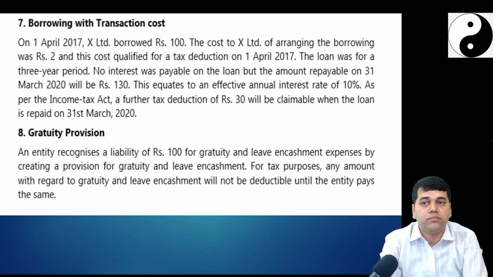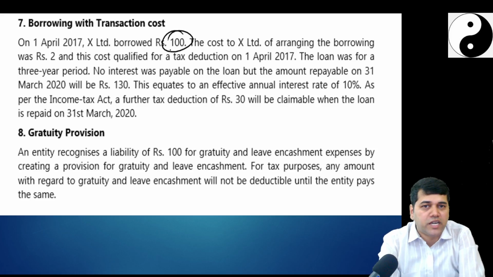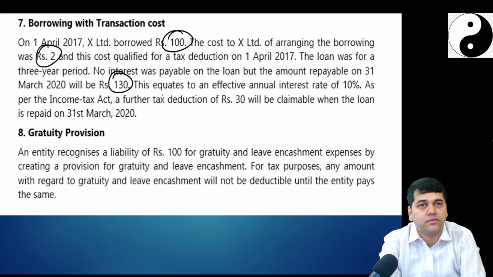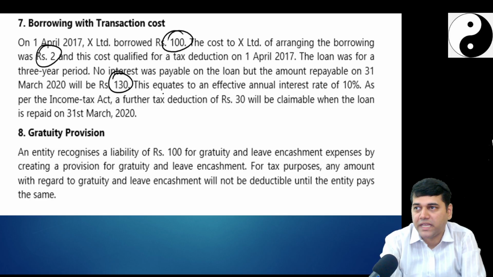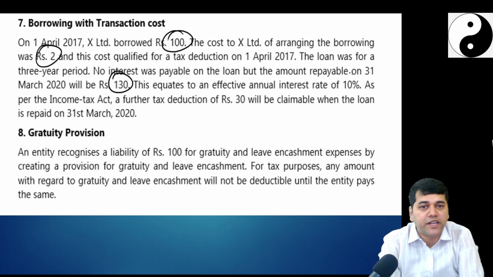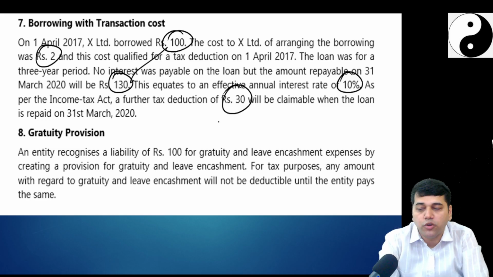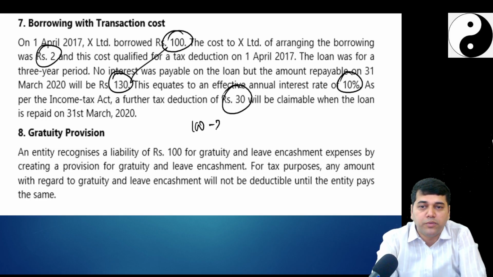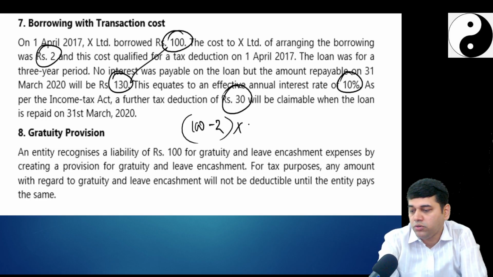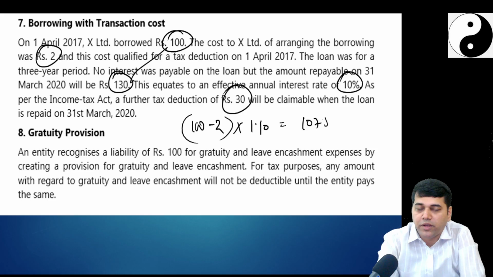Okay, last two. I think we have done this. Borrowing cost 100 rupees. My transaction cost is 2 rupees. And I need to pay 130 rupees. We have done now an example. Effective interest rate is 10%. Income tax says that this 30 rupees I will permit only in the future. So you have to calculate the book value. What is my book value? 100 rupees minus 2 transaction cost into 1.10 gives you 107.80. But for tax, it is 100.